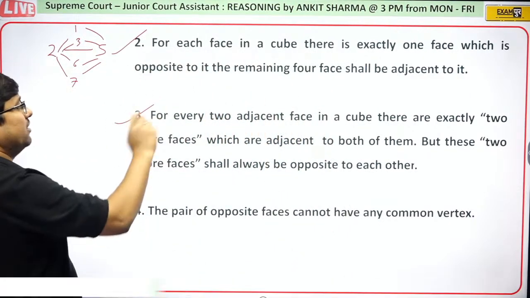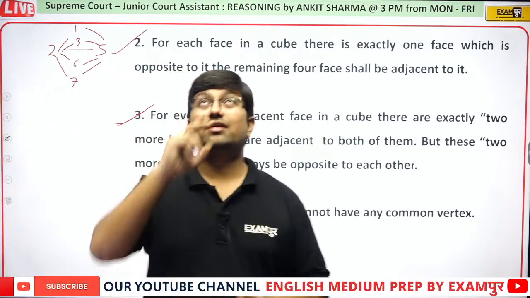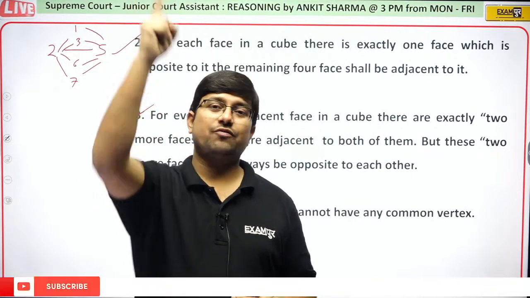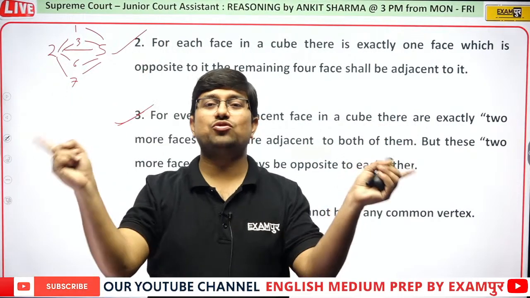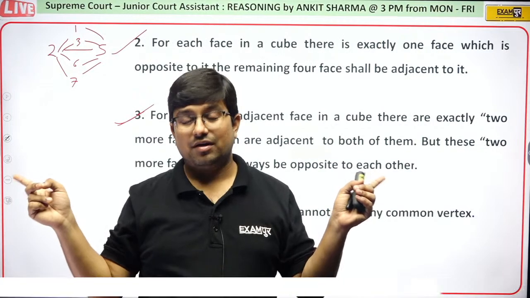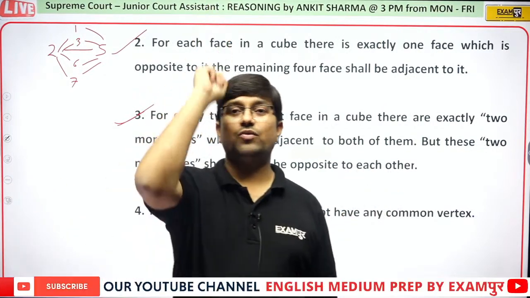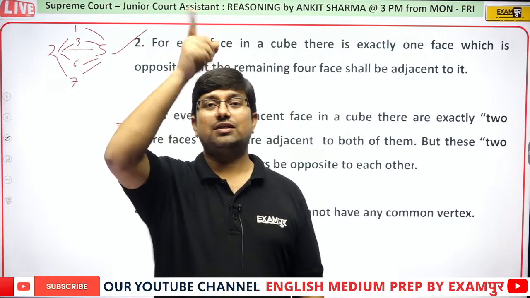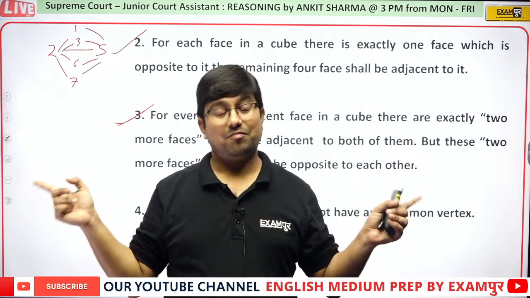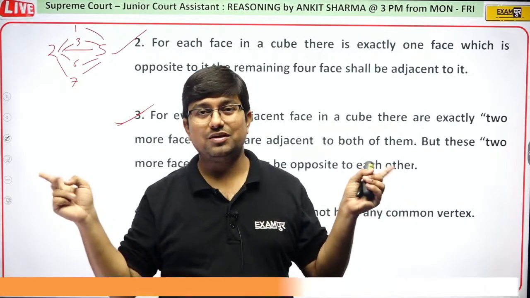Now, the next one. This is telling that for every 2 adjacent faces in a cube, let me take these 2 faces, the roof and my backside. For every 2 adjacent faces in the cube, there are exactly 2 more faces which are adjacent to both of them. Adjacent means they are touching both of them. But these 2 are opposite to each other. I repeat, for every 2 adjacent faces in a cube, there are exactly 2 more faces which are adjacent to both of them, but those 2 are opposite to each other.